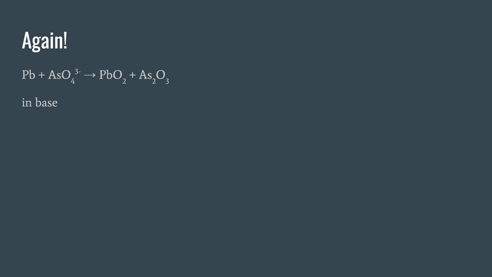Like, for example, this one. As it's written, there is no possible way to balance that reaction. Lead plus arsenate makes lead 4 oxide plus arsenic 3 oxide. It's just not possible. And you know that because you have the 3 minus charge here. There's no charges on the right. There's no way to properly balance that unless you use the half reaction method. So let's get to it.